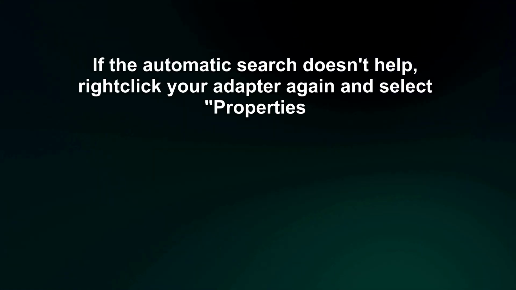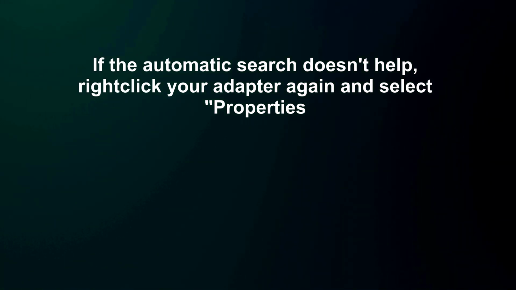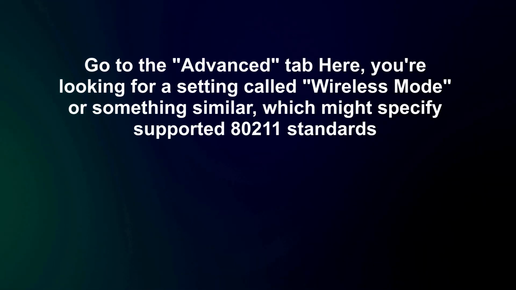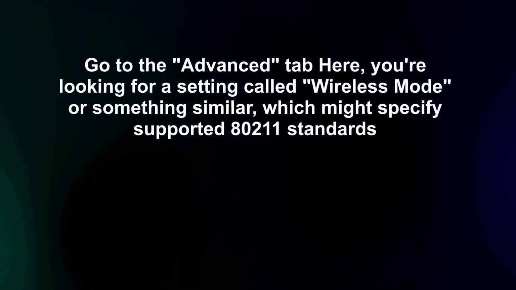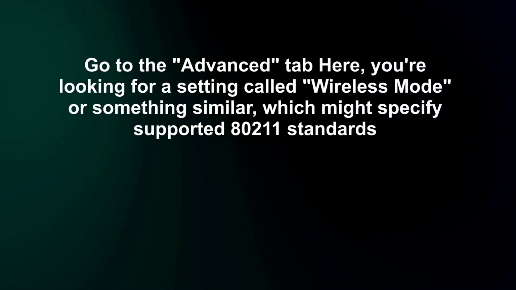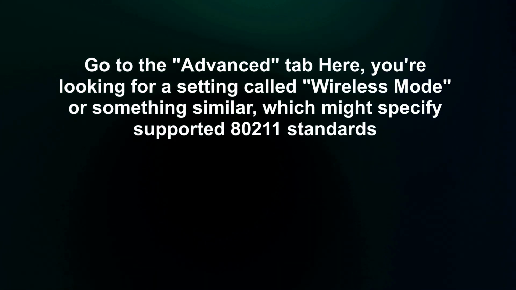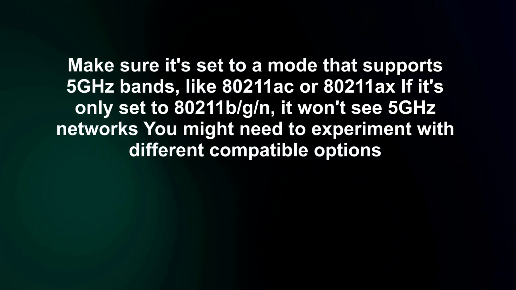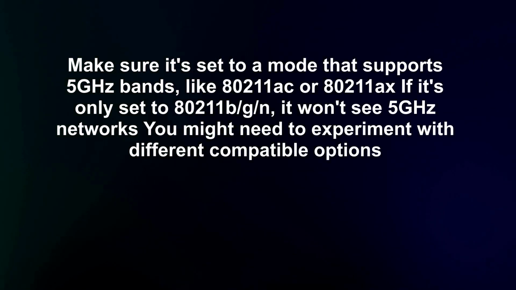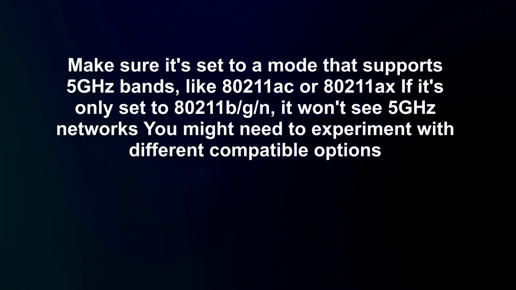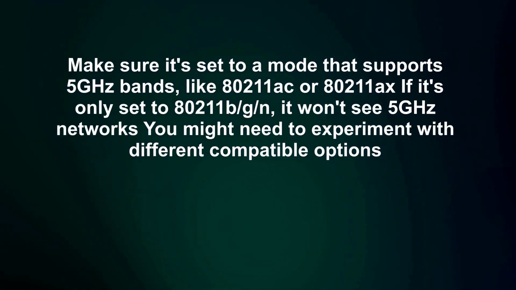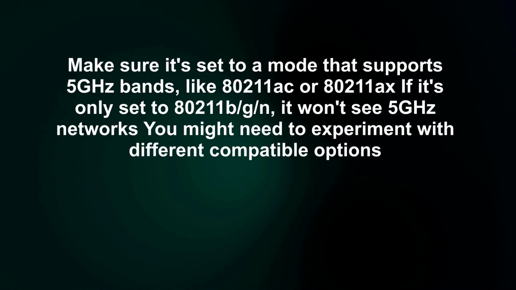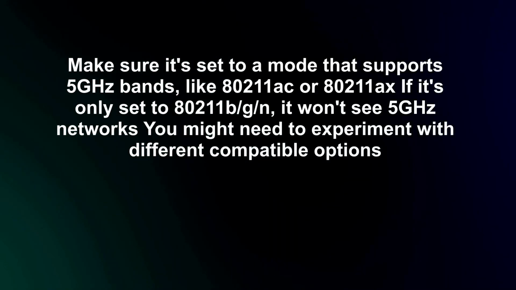If the automatic search doesn't help, right-click your adapter again and select Properties. Go to the Advanced tab here. You're looking for a setting called Wireless Mode or something similar, which might specify supported 802.11 standards. Make sure it's set to a mode that supports 5 GHz bands, like 802.11ac or 802.11ax. If it's only set to 802.11b, g, n, it won't see 5 GHz networks. You might need to experiment with different compatible options.